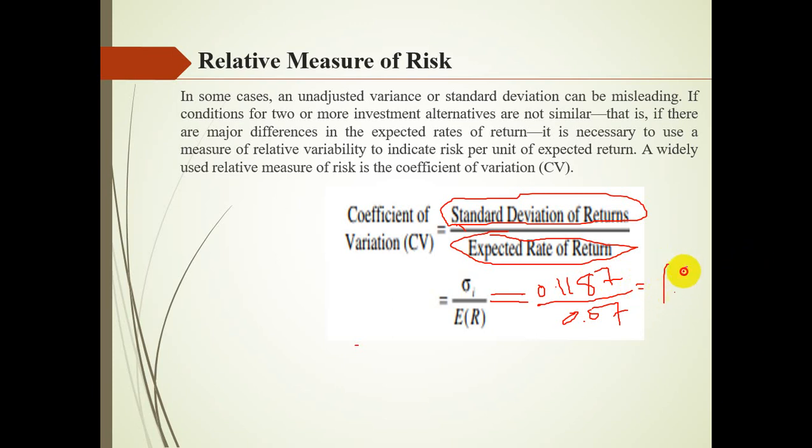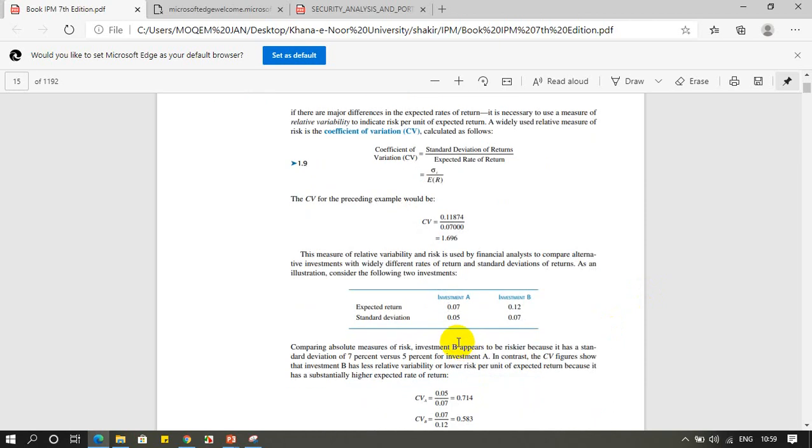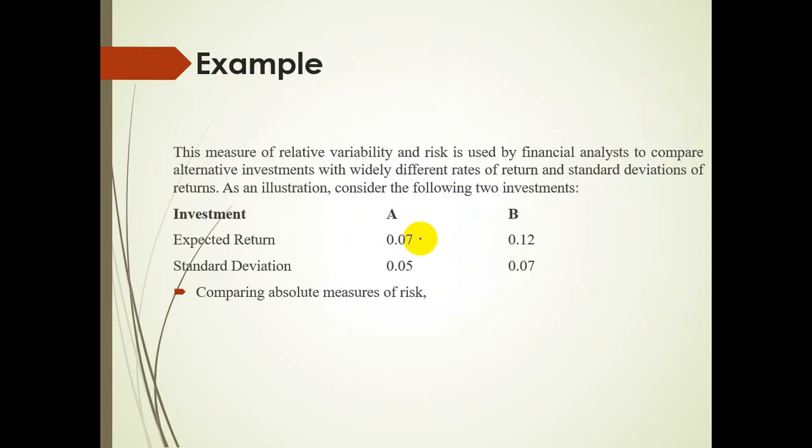So my coefficient is 1.696, right? So what do you mean by this coefficient which I have? It means the measure of relative risk, used by financial analysts to compare alternative investments with widely different rates of return. So here we got that this is the risk that we have, and this is the expected return for each unit. So based on that we calculated here how to calculate standard deviation. So that is one aspect for the one investment I had.